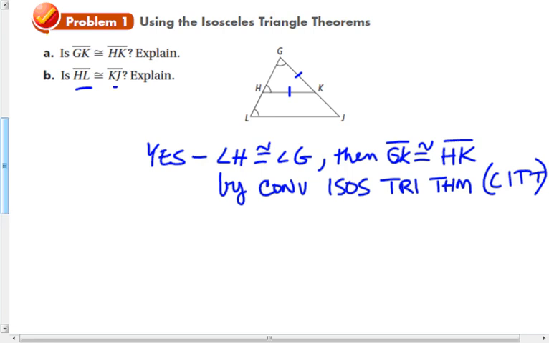Okay. Second one is HL congruent to JK. HL, and so HL this one, JK that one. The only way that would happen is if this angle is congruent to this angle, and then we could subtract, and this angle is congruent to this angle, then we could subtract equal parts and say that they're equal. But that isn't true. No. We would need angle L congruent to angle J.